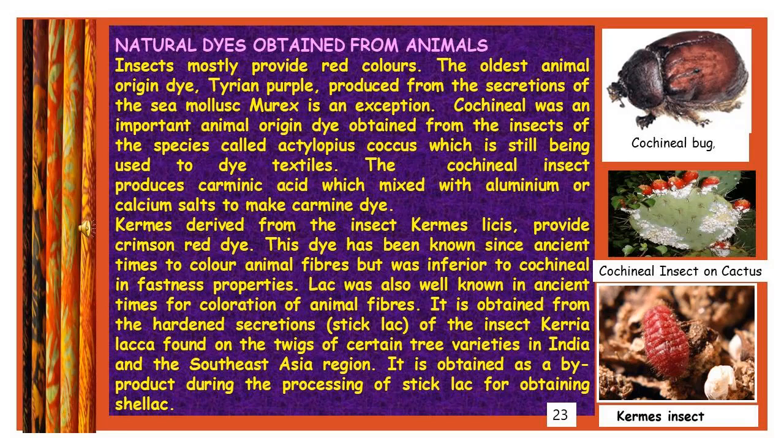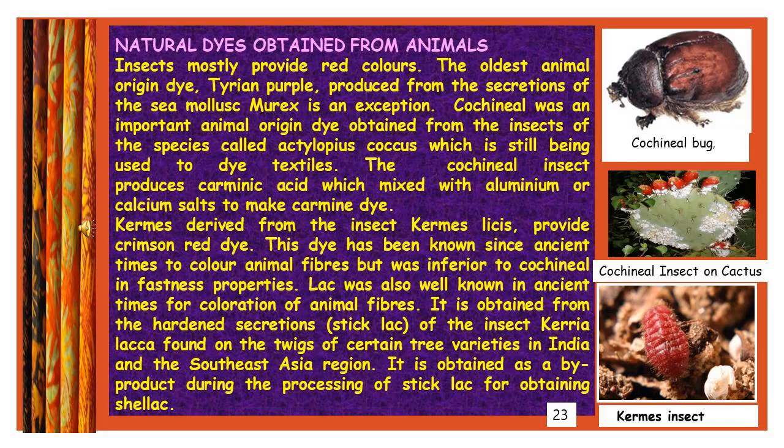Carmines derived from the insect Kermes ilicis provide crimson red dye. This dye has been known since ancient times to color animal fibers but was inferior to cochineal in fastness properties.